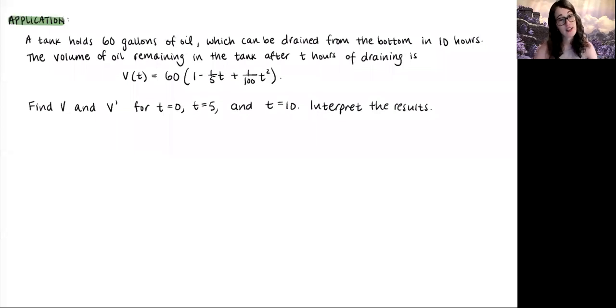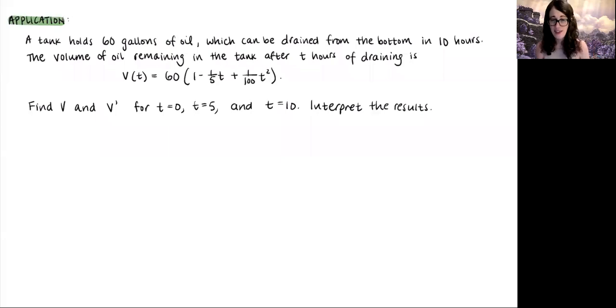In this application, we're going to look at a tank holding some oil. The tank holds 60 gallons of oil, and over the course of 10 hours, all of it's going to drain out. There's a formula for the amount of oil remaining in the tank after T hours of draining. We're going to call this V of T, V for volume, and it's given by 60 times 1 minus 1/5 T plus 1/100th T squared.